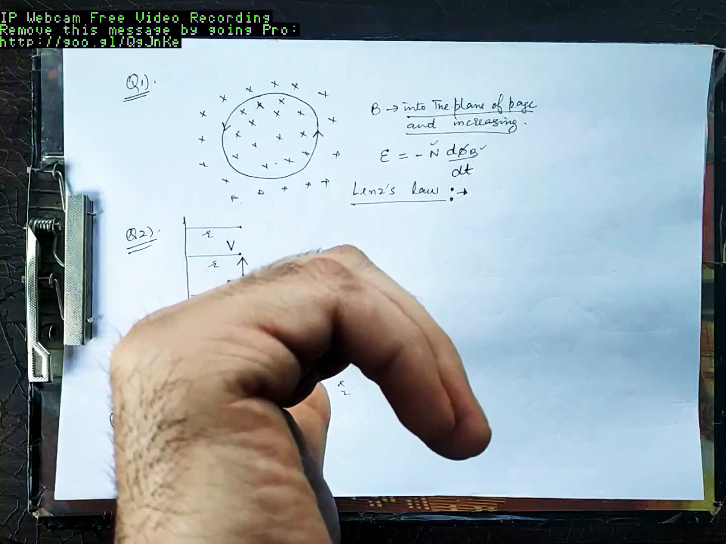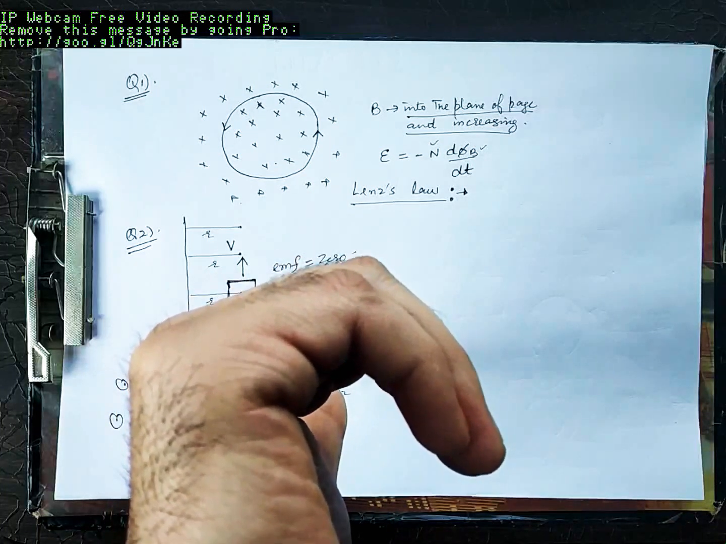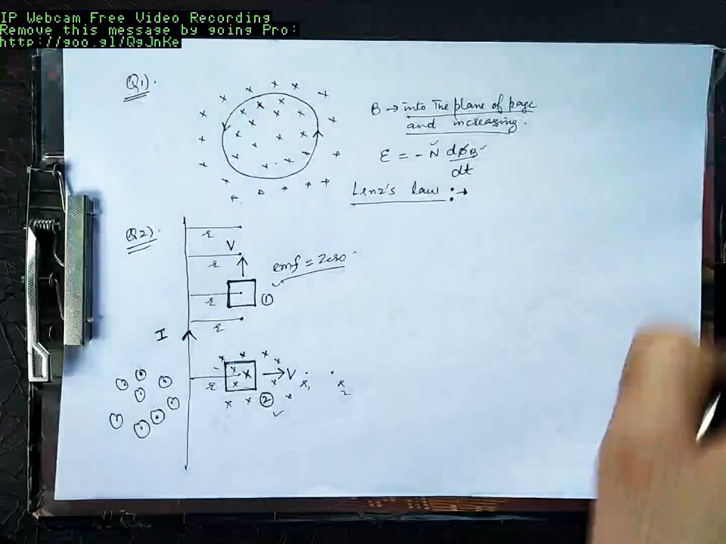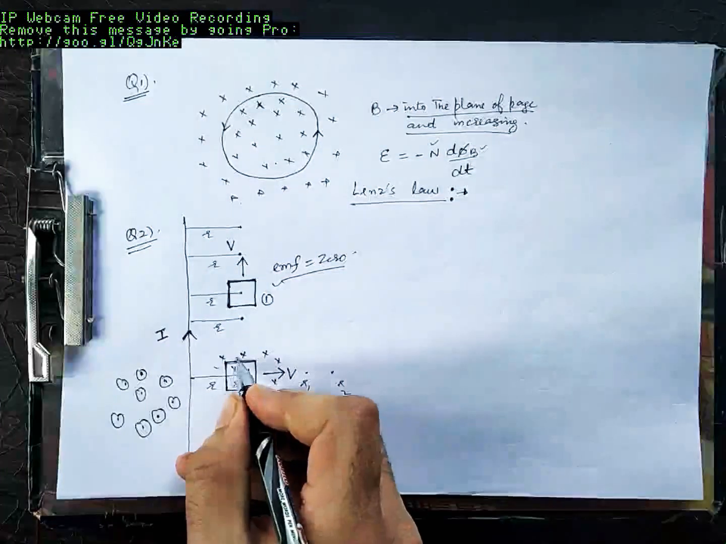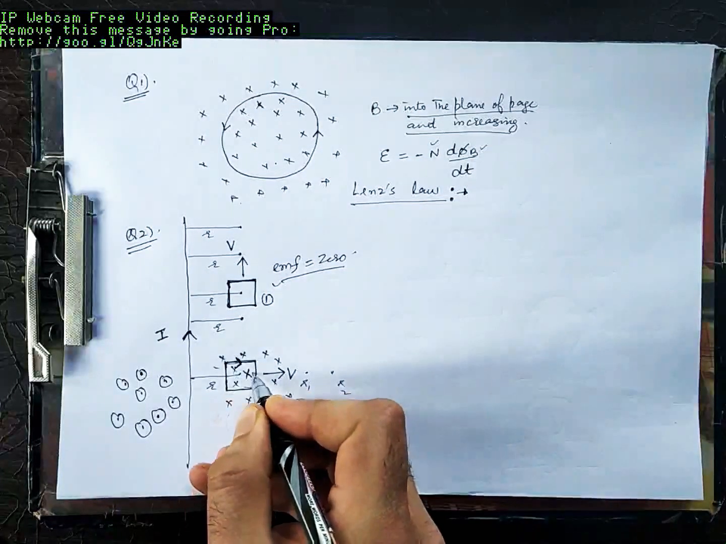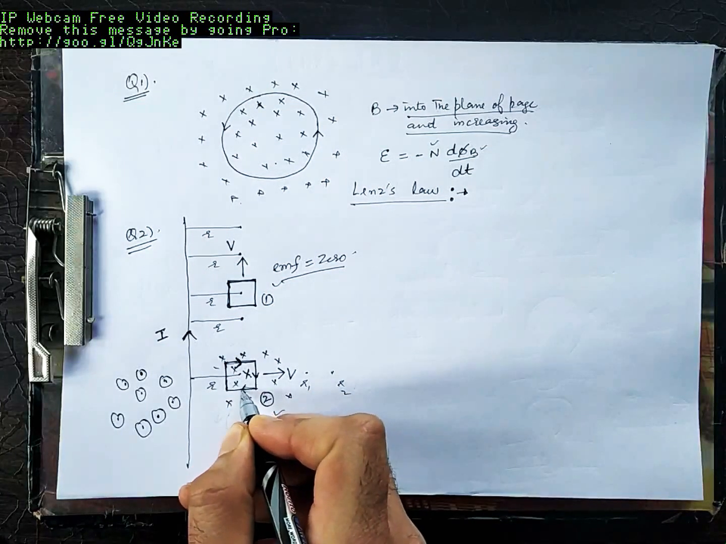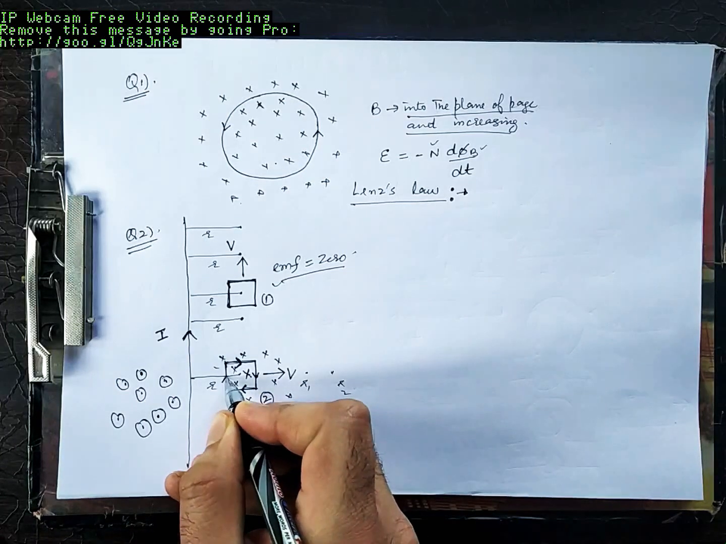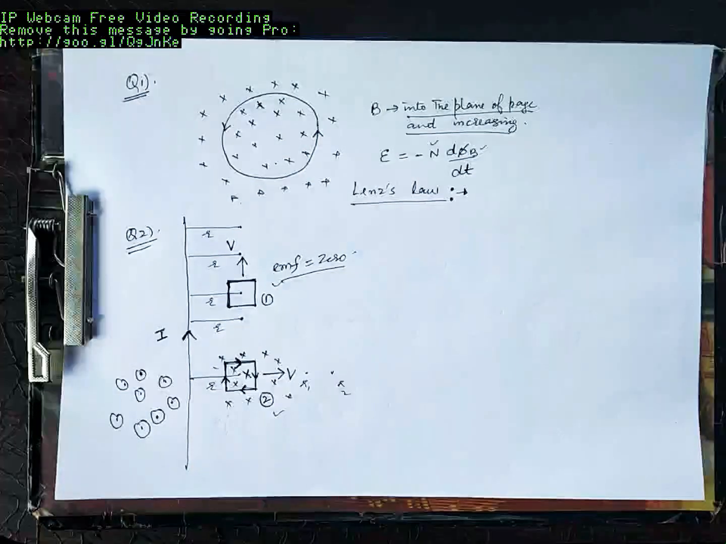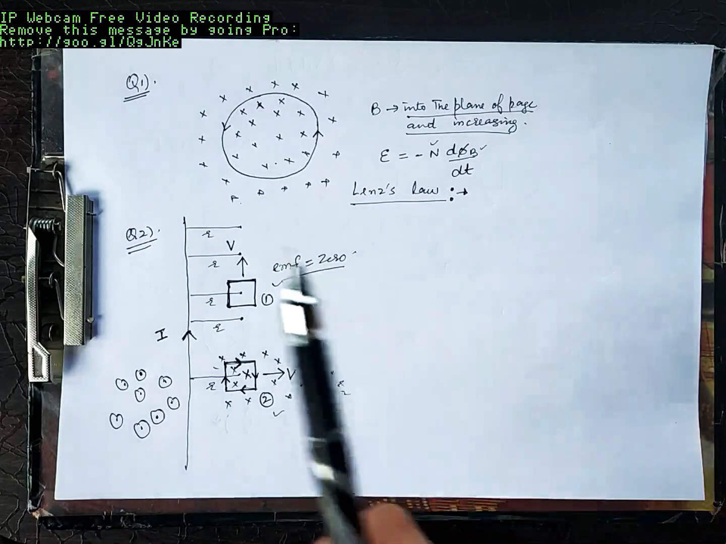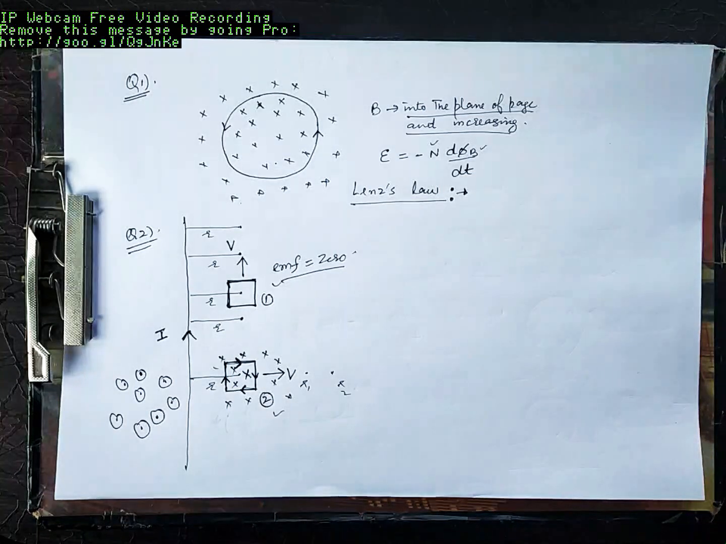Curl of my fingers: clockwise or anti-clockwise? This is clockwise, so it should be clockwise. This is the direction of current, clockwise. This was example 2. Okay, now let's move to example number 3.